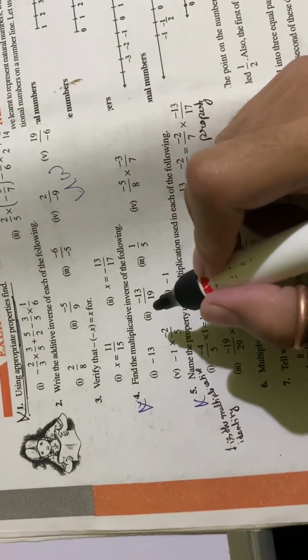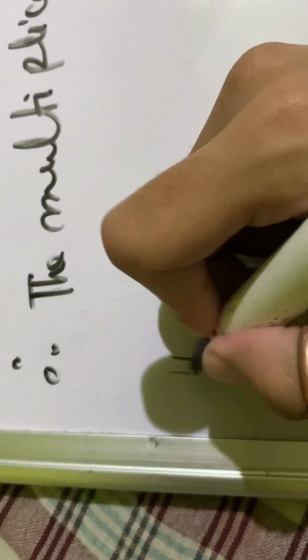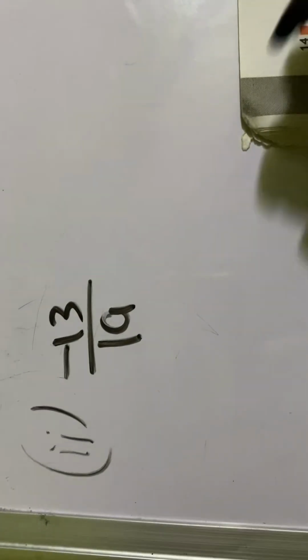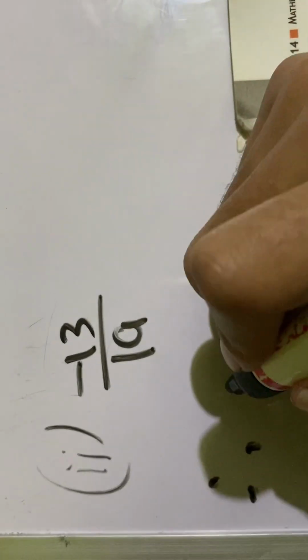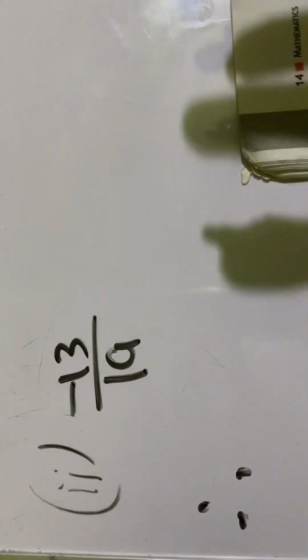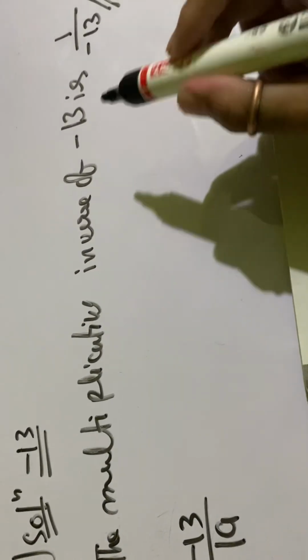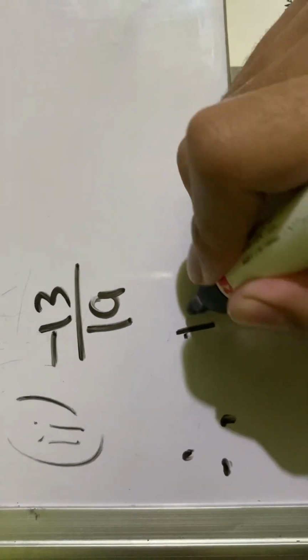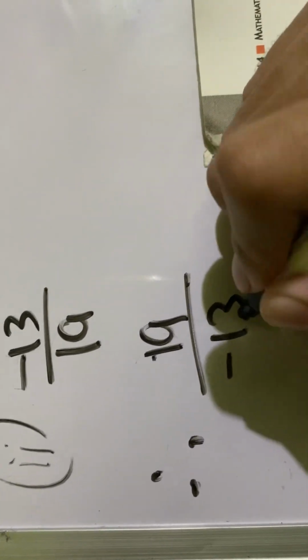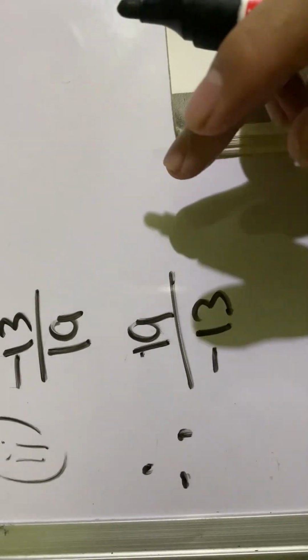And then question number 2, this is minus 13 by 19. Therefore the multiplicative inverse of minus 13 by 19 is, I'm going to write the answer, you please write this sentence before writing the answer. So this answer will be 19 by minus 13. Okay, this is the answer.